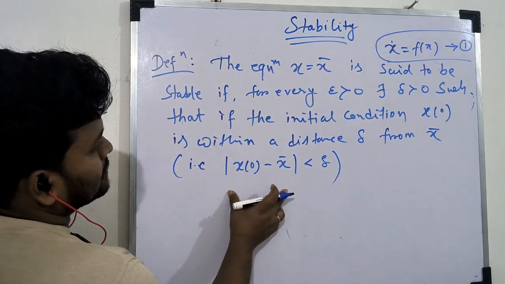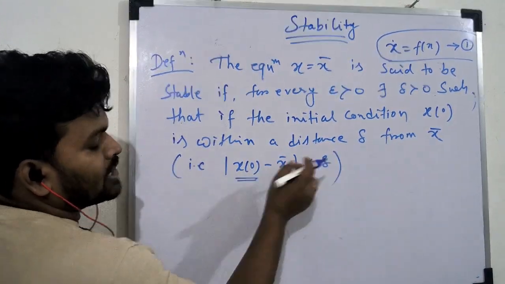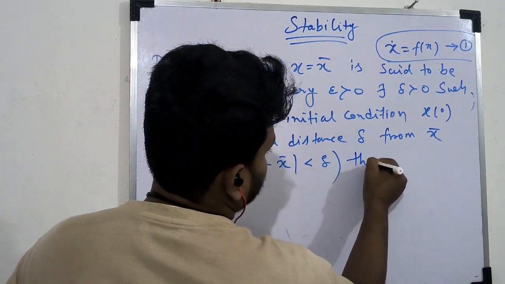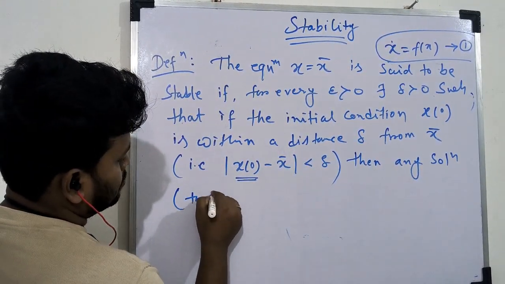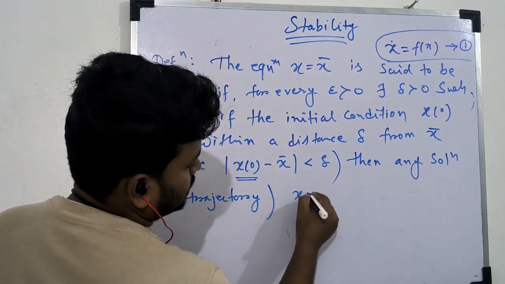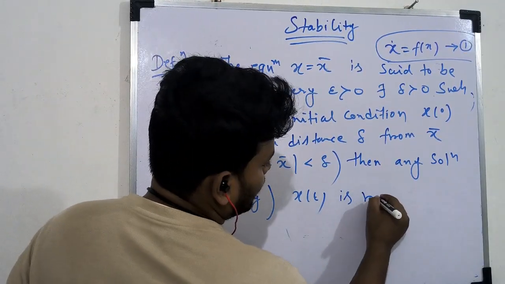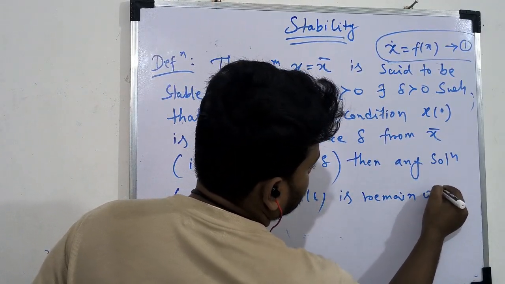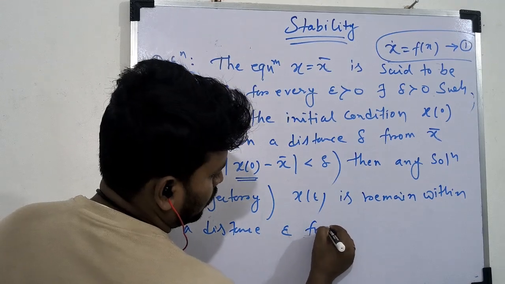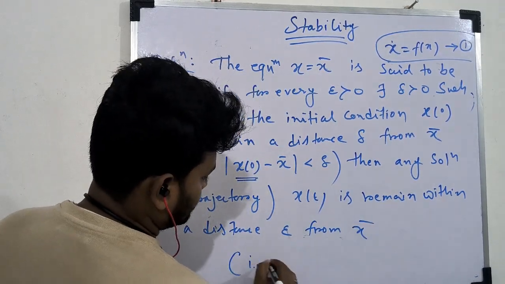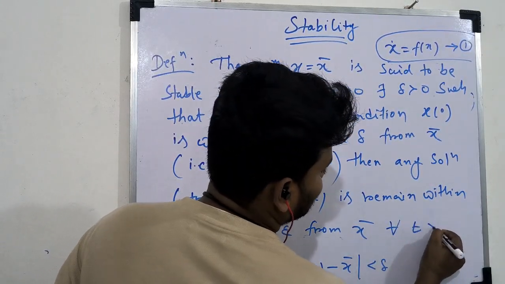So whenever the initial condition is chosen in such a way that the difference between these two is very small, then any solution or trajectory, which is denoted as x(t), remains within a distance epsilon from x bar, that is modulus of x(t) minus x bar less than epsilon for all t greater than or equal to 0.